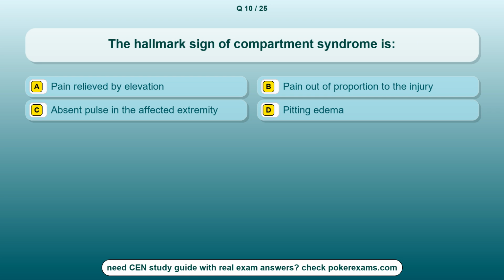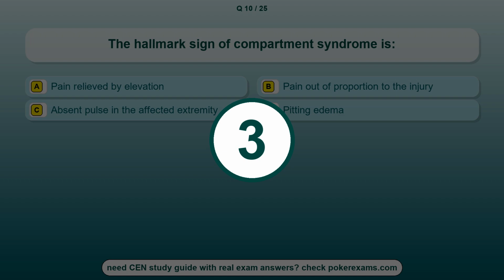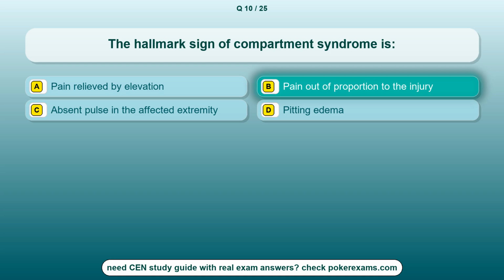Question 10. The hallmark sign of compartment syndrome is Option A. Pain relieved by elevation. Option B. Pain out of proportion to the injury. Option C. Absent pulse in the affected extremity. Option D. Pitting edema. The correct answer is option B. Pain out of proportion to the injury.